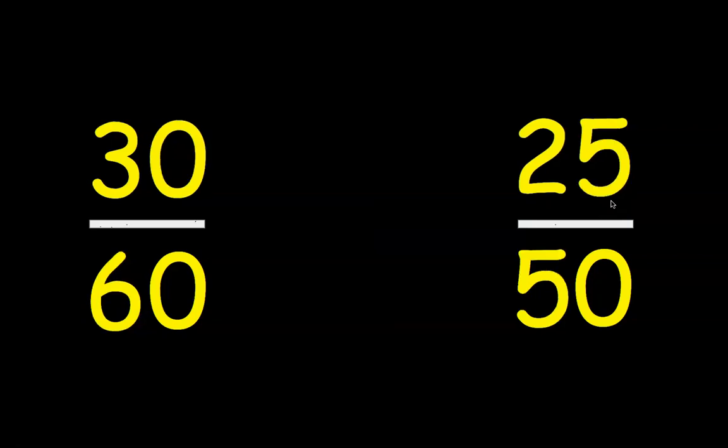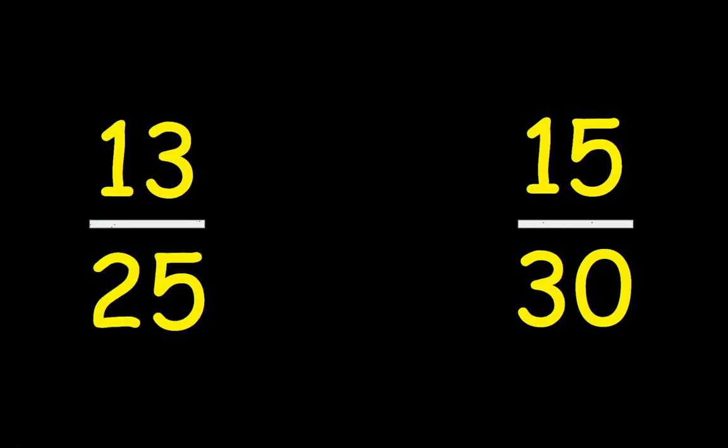30 60ths, 25 50ths. Pause, continue when ready. Hopefully you spotted it pretty quickly. They're equal. Those two fractions are equivalent fractions. I've eaten half the pizza. I've eaten half the pizza.